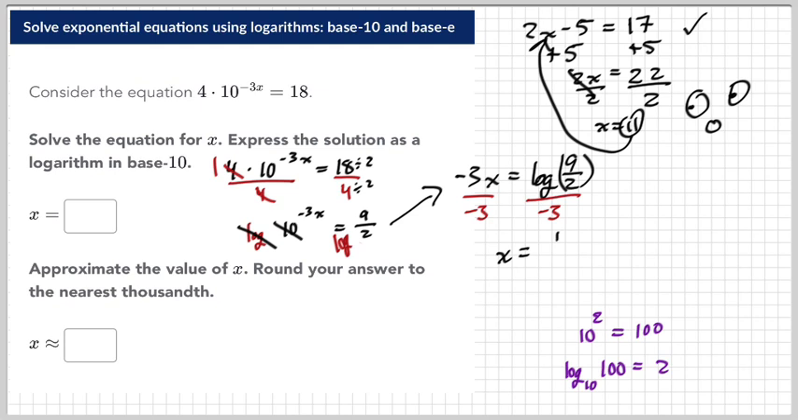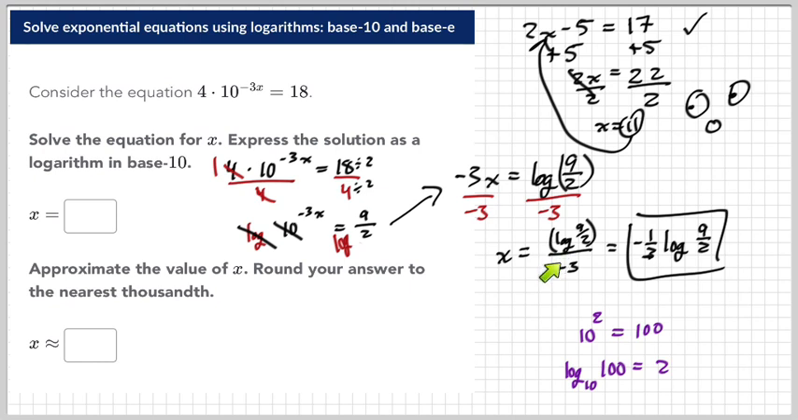And then we have on this side log of 9 over 2 divided by negative 3, which I think is ugly. I like negative 1/3 in front, and then log of 9 over 2. I like this one better, but they're both right. Which one do you guys like better? Tell your neighbor. If you like the first one better, make sure this whole part is on the numerator. Sometimes you might have to use parentheses with it. But both of these answers are correct, so they should both work.